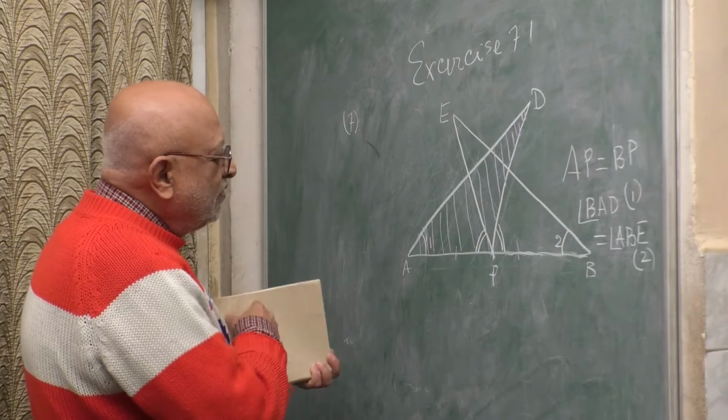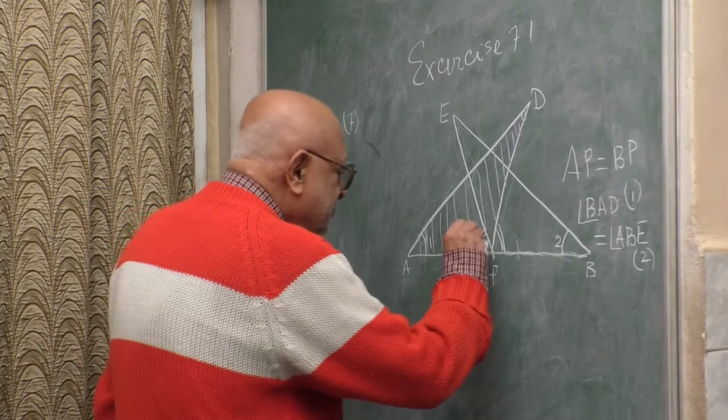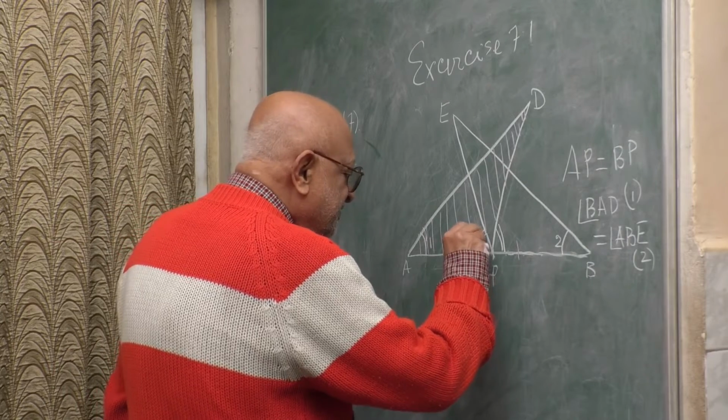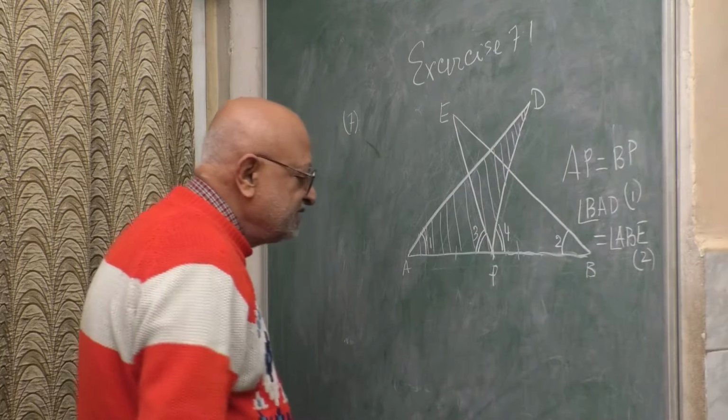Now what happens here? These two angles are equal. So angle 3 is equal to angle 4. This is what is given.